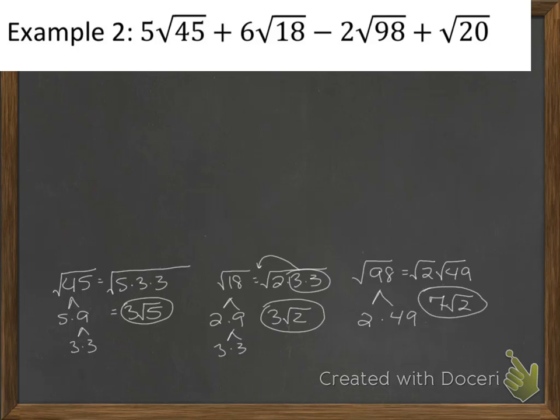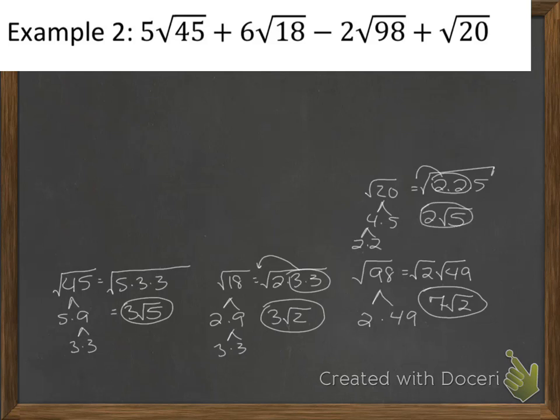And last but not least, we have the square root of 20. Well, 20 is 4 times 5, and 4 is 2 times 2. So we have 2 times 2 times 5. One of the 2's escapes, so we have 2 square roots of 5.